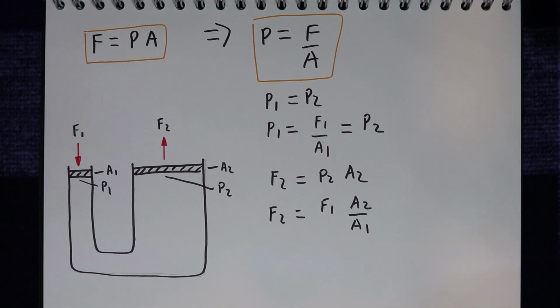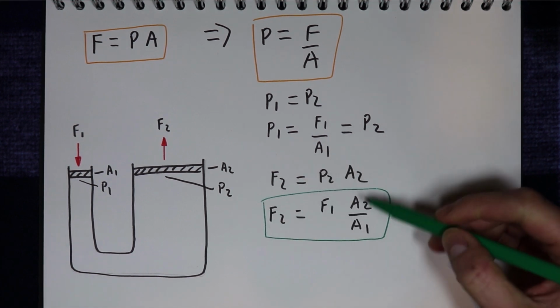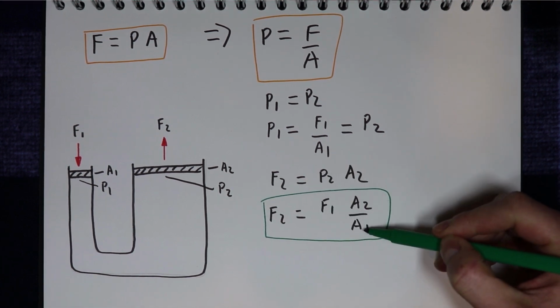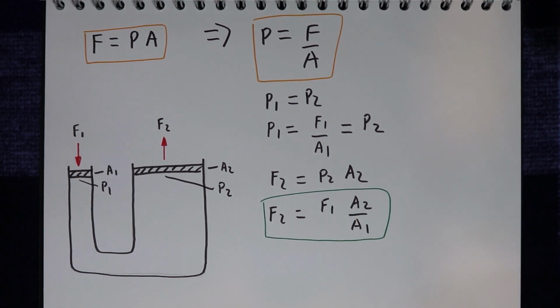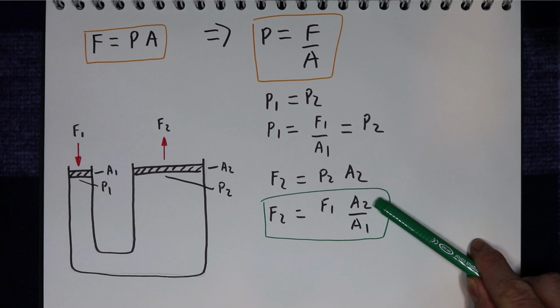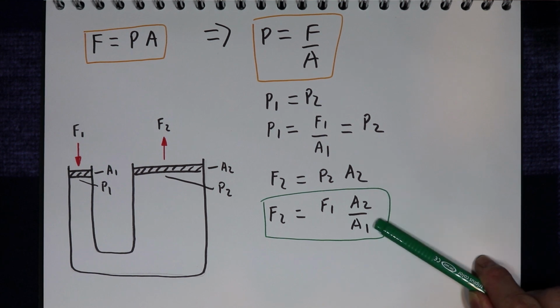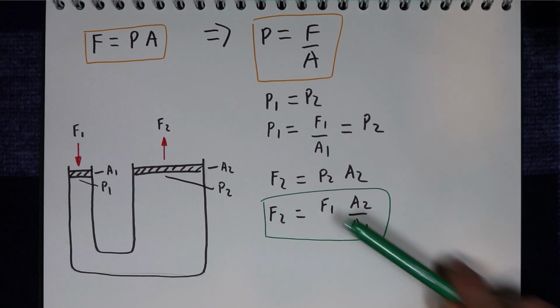And what we're saying here is that by playing with this ratio of the area A2 to A1, we can magnify F1 to make it much bigger at F2. So if, say, A1 was 1 meter squared and A2 is 100 meters squared, then A2 over A1 will be 100, so F2 will be 100 times larger than F1.